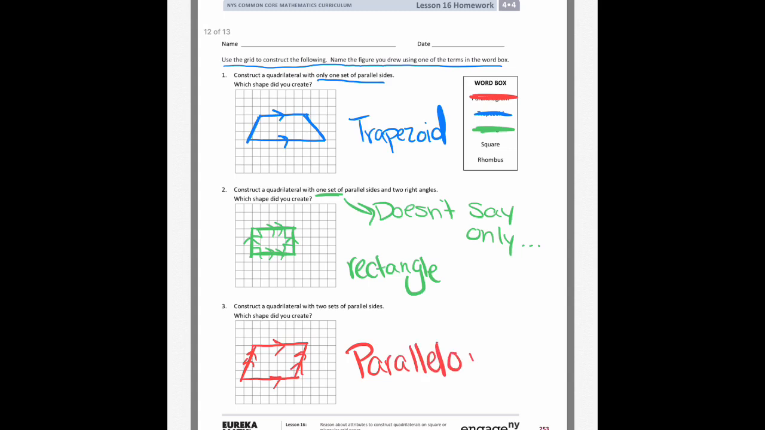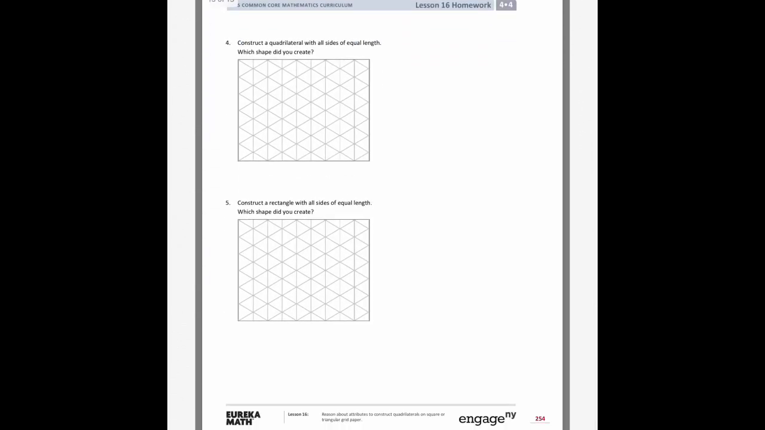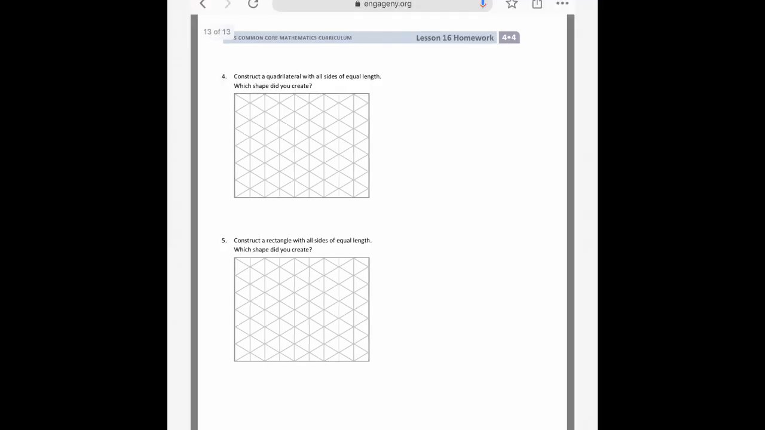All right, this next part's going to require us to draw on that weird looking triangle grid paper. That's okay, we're going to do it together. And it says construct a quadrilateral with all sides of equal length. Now, that leaves us with square or rhombus. Remember, the difference between a square and a rhombus is that a square has to have 4 right angles as well as the 4 equal sides. So it doesn't say it has right angles, which means this would probably be a rhombus.